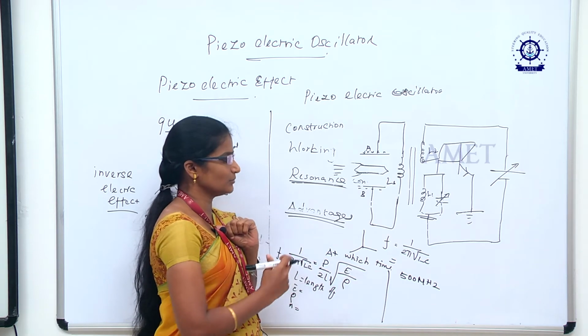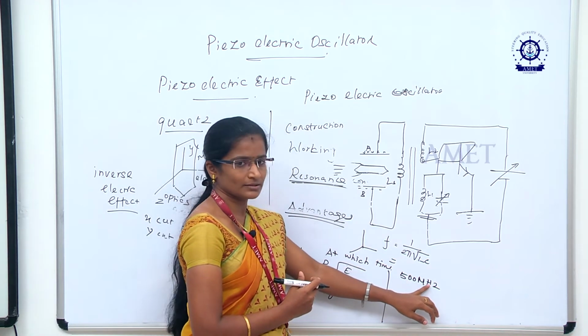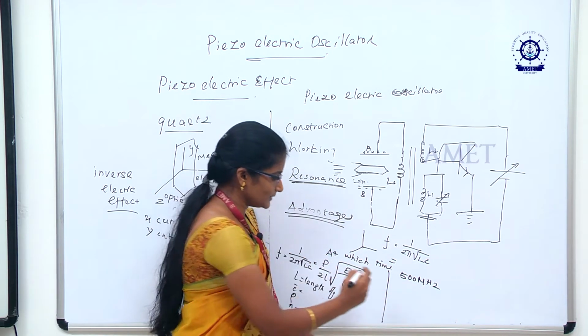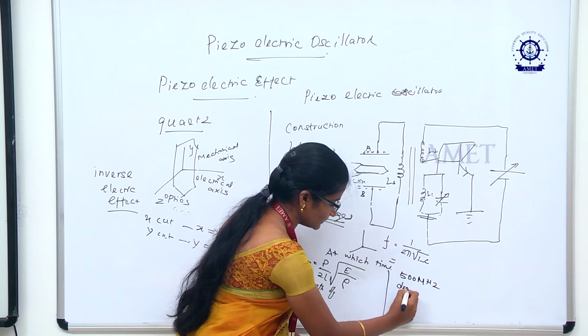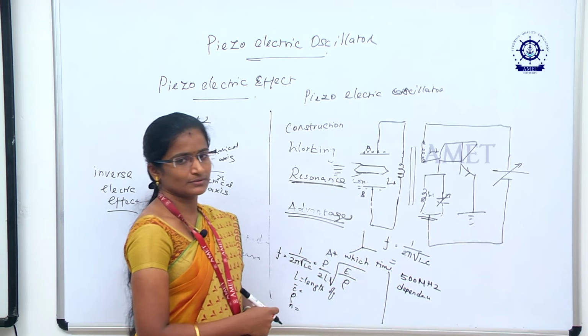This is the main disadvantage, and the main advantage means a maximum of 500 megahertz of ultrasonic waves is produced by this oscillator, and it is not temperature dependent. At any temperature we can produce the ultrasonic waves.